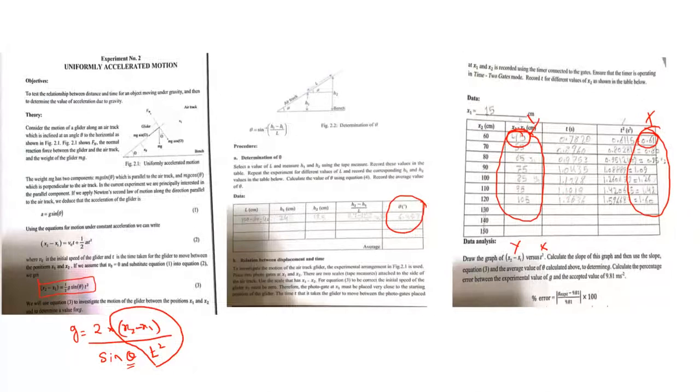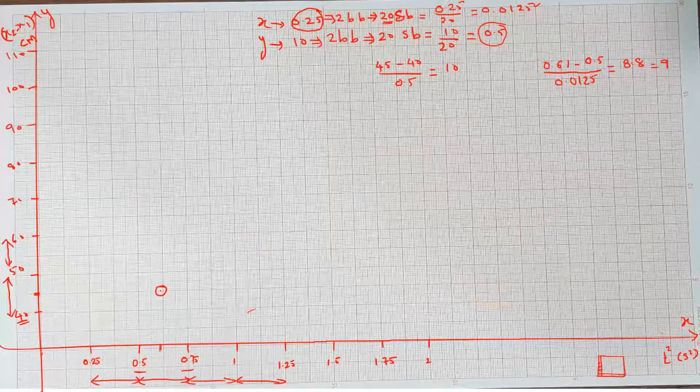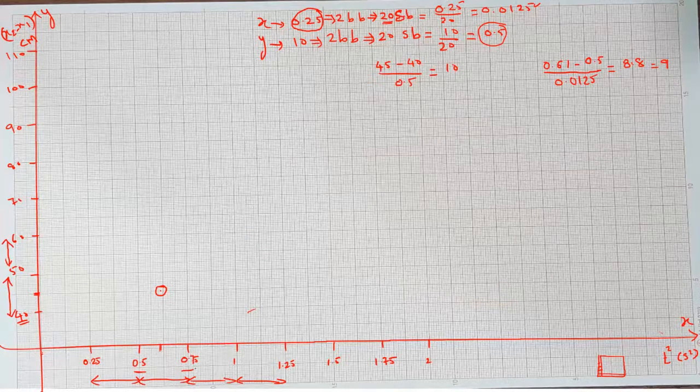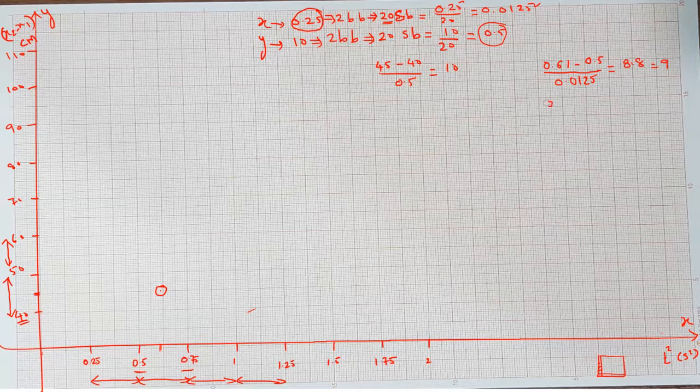What is your second set? 0.8 and 55. So where is your 0.8 exactly coming? It will be between 0.75 and 1. Am I right? Your 0.8 is between 0.75 and 1. So what is the lowest value? 0.75. So the lowest value is 0.75.